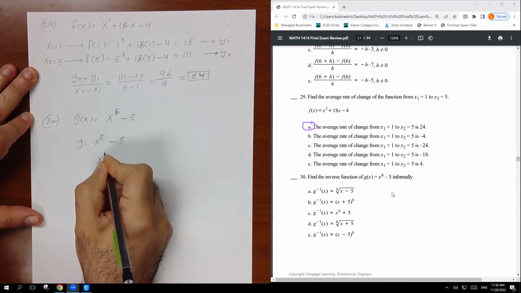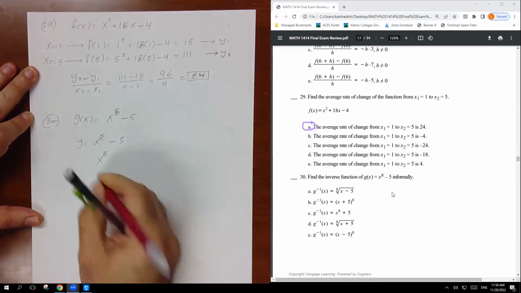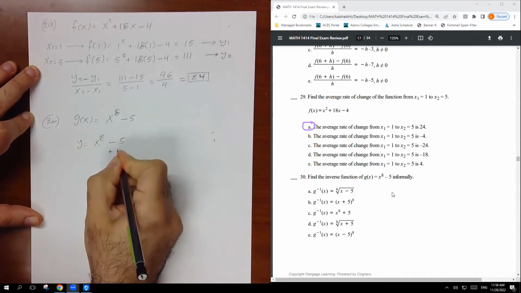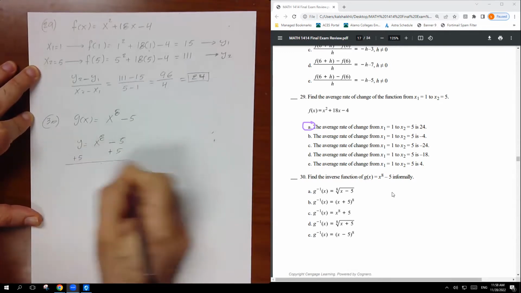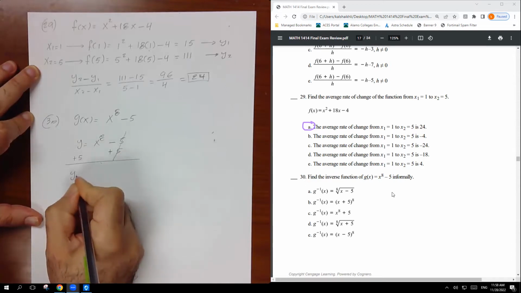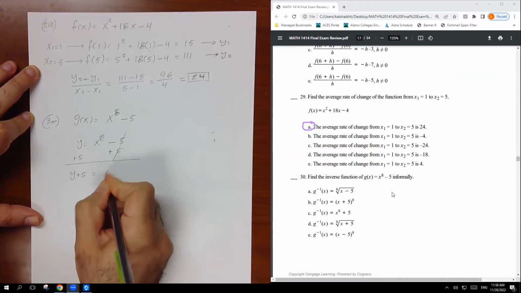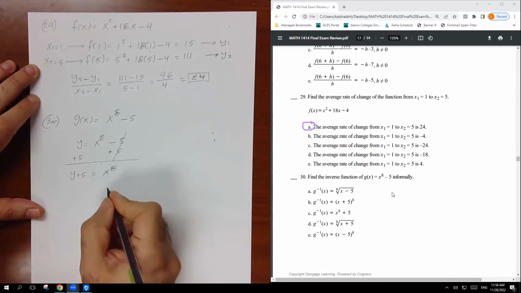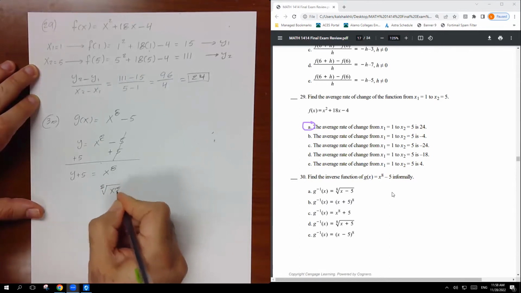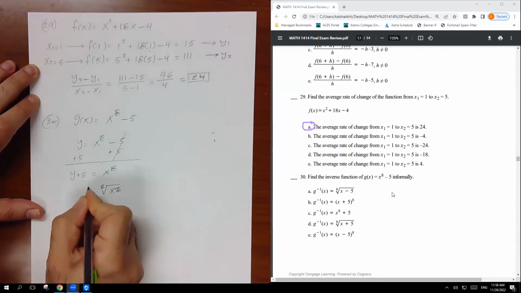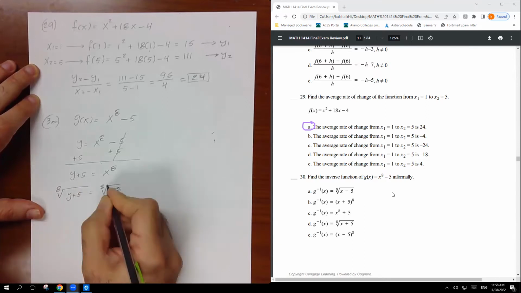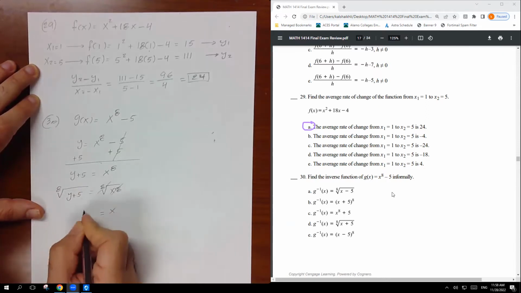So it's going to be x to the power 8. Let's add 5 to both sides because I need to solve it for x. Cancel here. So y plus 5 is going to be equal to x to the power 8. Then take the 8th root of both sides. So cancel here. So x is going to be equal to the 8th root of y plus 5.